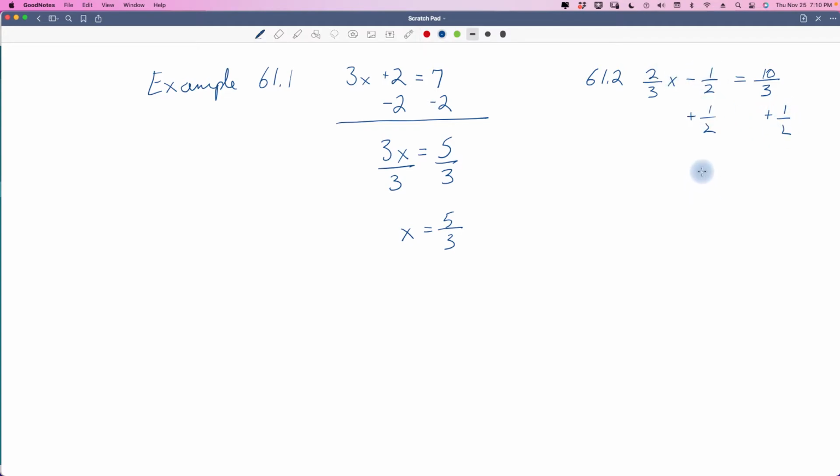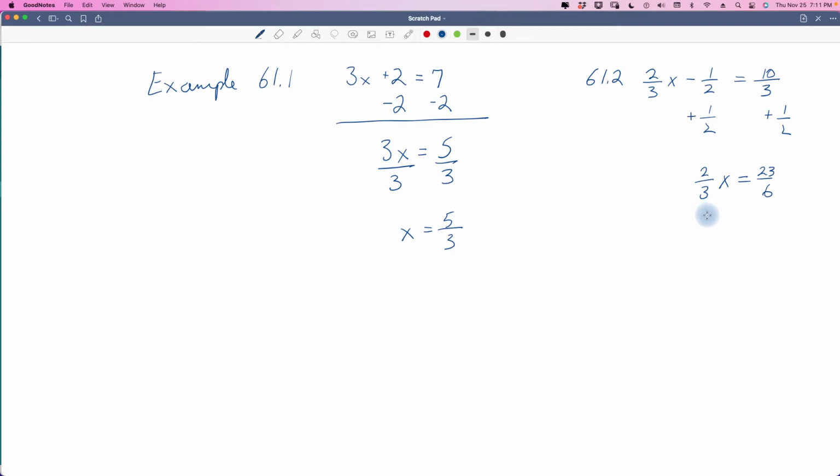All right, so this becomes 2 over 3 times x is equal to, and we need to bump these up to have a common denominator. So this needs to be multiplied by 2, so it's going to be 20 over 6 plus 1/2 is going to be times 3, so plus 3 over 6. So it's going to be 23 over 6. So I'm going to erase this part, and I'm going to make this 23 right here. 23 over 6, right?